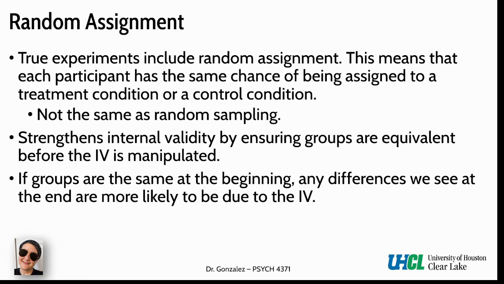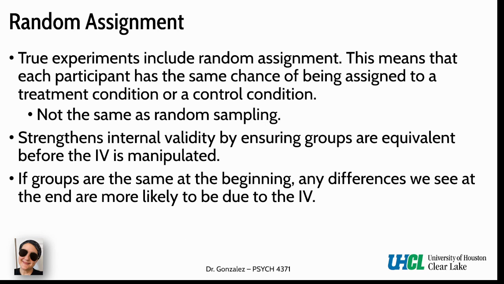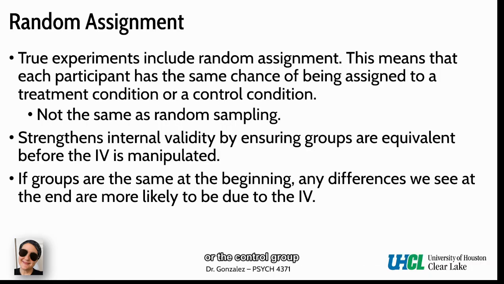The next thing that you need to be aware of in an experiment is the concept of random assignment. And keep in mind, this is different from random sampling. Sampling has to do with selecting your participants. Random assignment has to do with what happens once I have selected them. A true experiment is going to use random assignment. So it means your participants are coming into the research setting, and each participant has the same chance of being assigned to the treatment group or the control group.